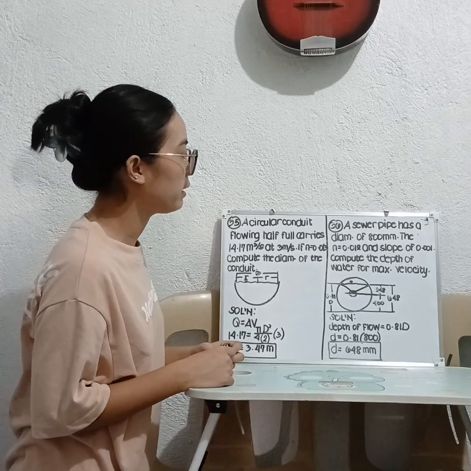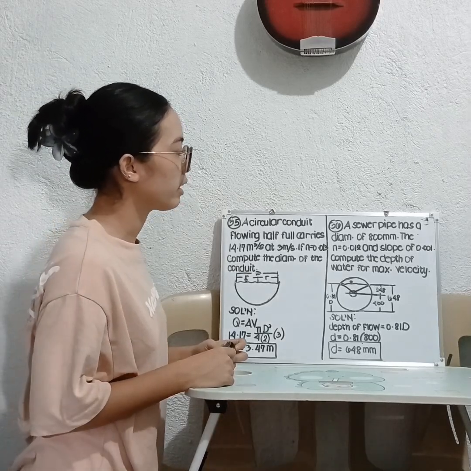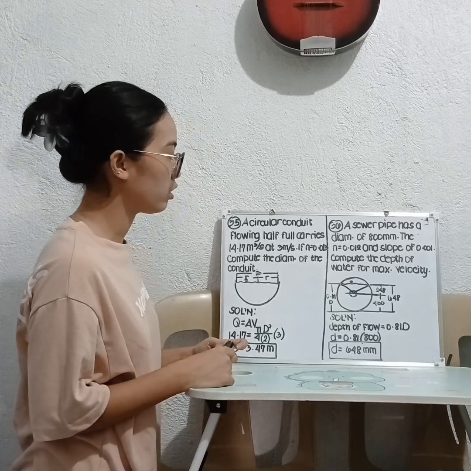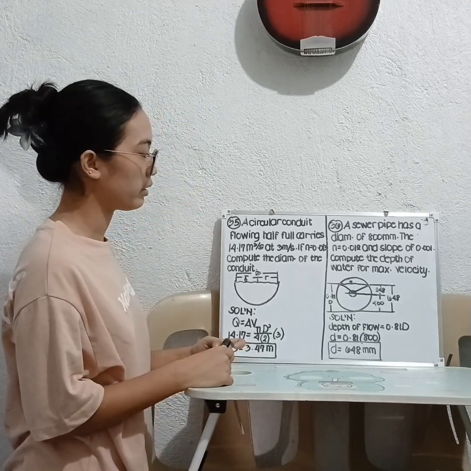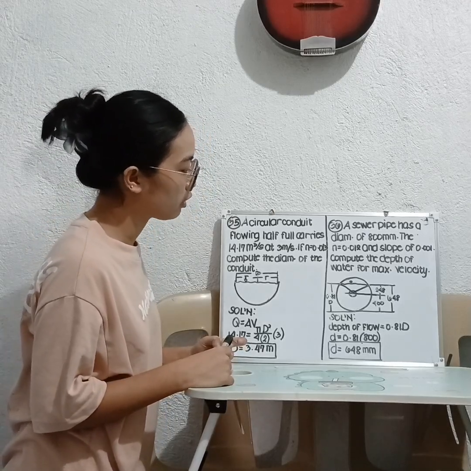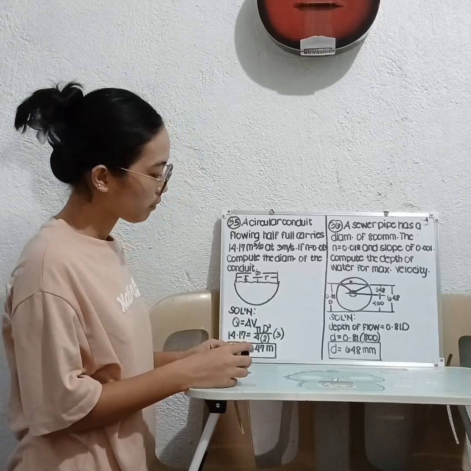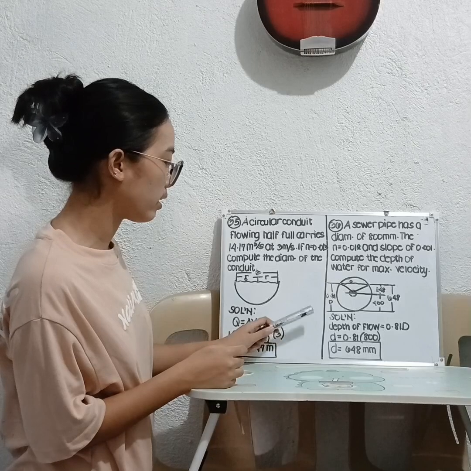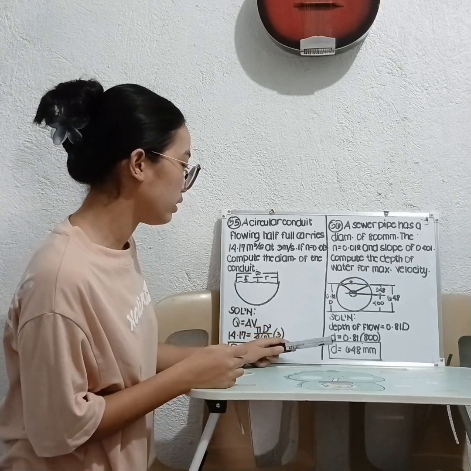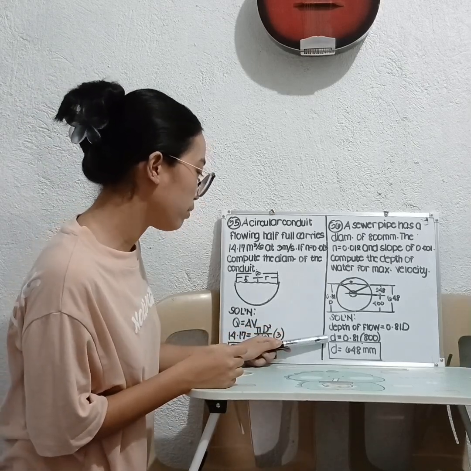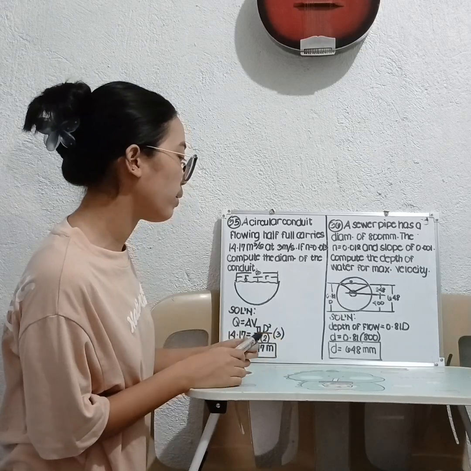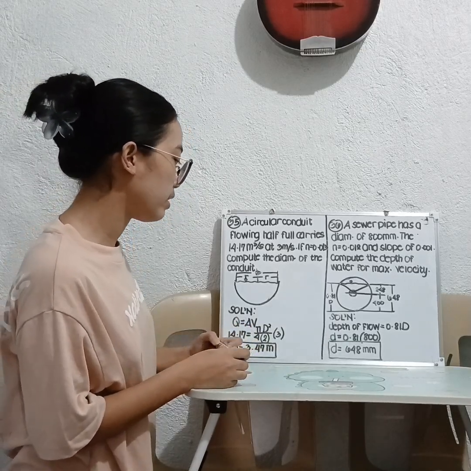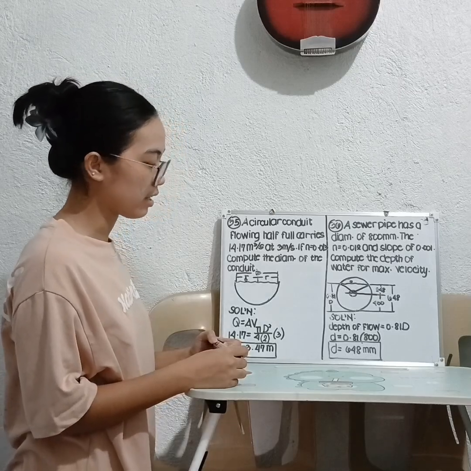A sewer pipe has a diameter of 800 mm. The n is equal to 0.012 and the slope is 0.001. Compute the depth of water for maximum velocity. So our depth of flow is equal to 0.81d. We use this formula: D is equal to 0.81 times the diameter, which is 800. We have D equal to 648 mm.